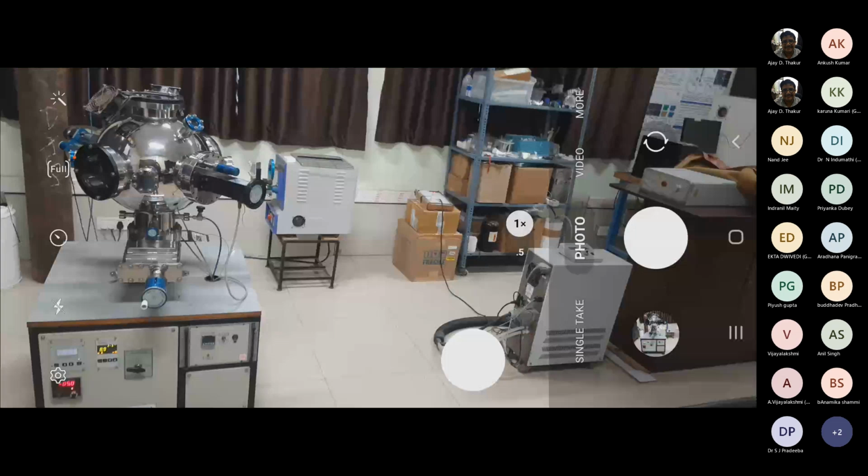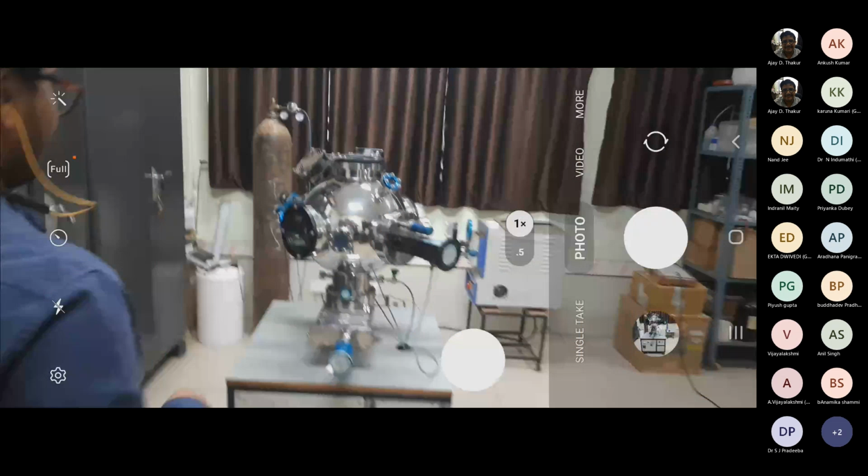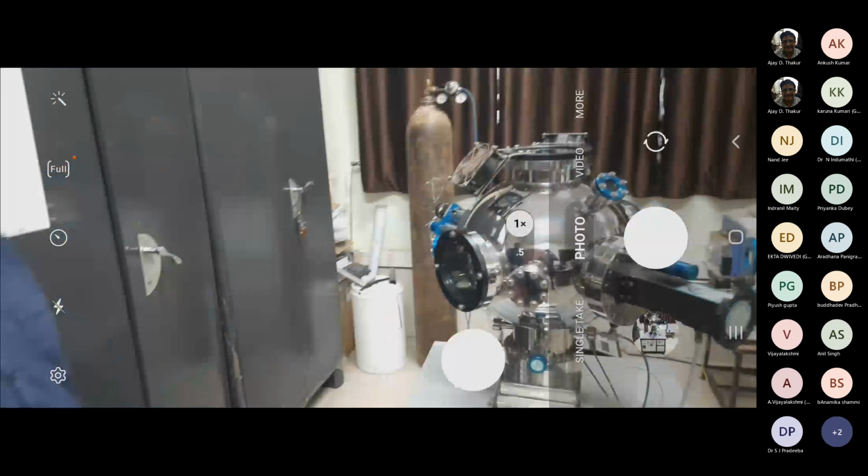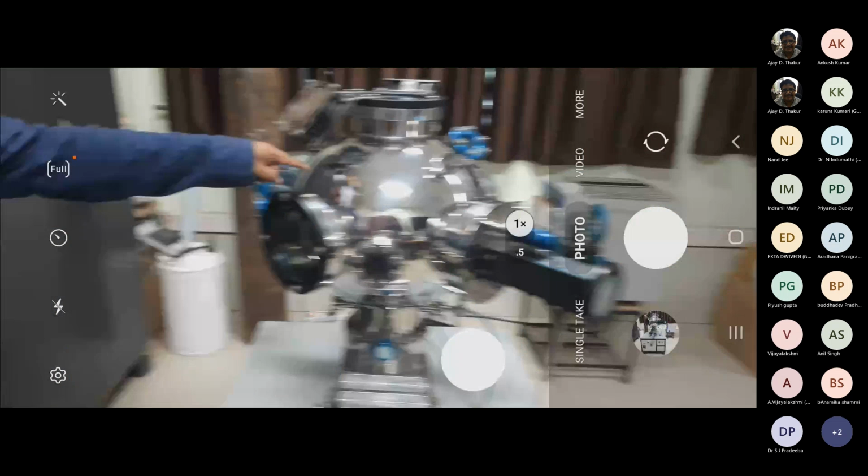The round circular chamber is this, the spherical chamber, you can say. And you go in front of the camera and request Ankush to hold the camera. Yes, you can speak a little louder. Yes, sir. So, am I audible now? Yes, you are audible. So, this is the chamber, and Ankush, can you zoom inside this chamber?